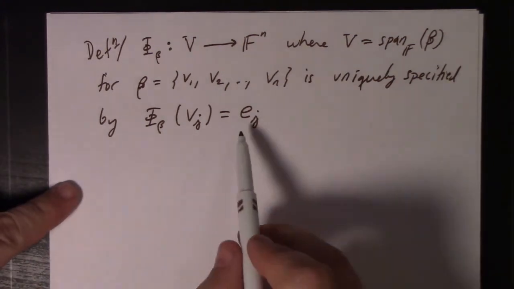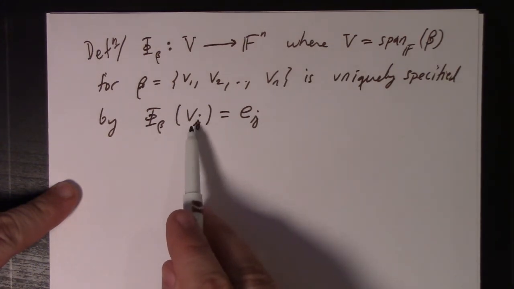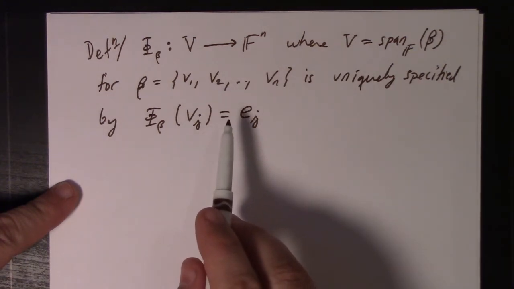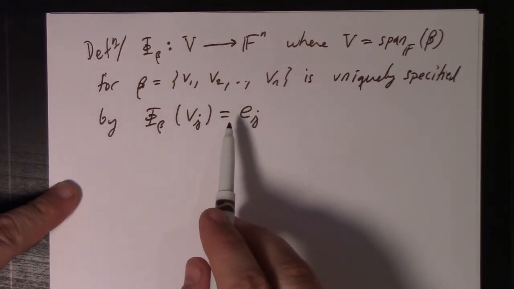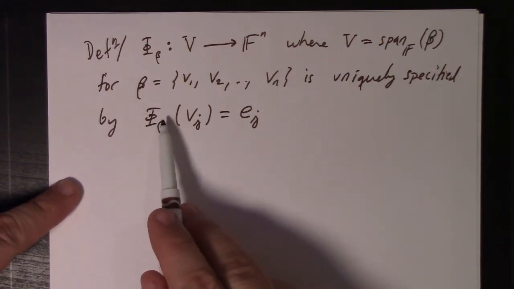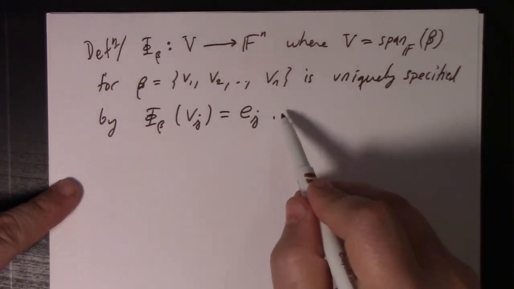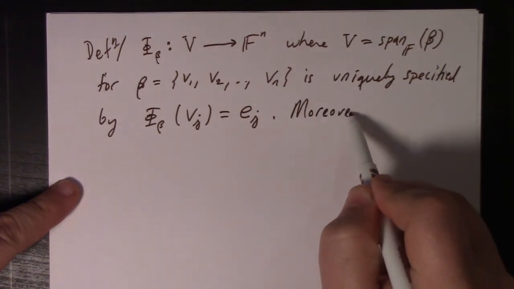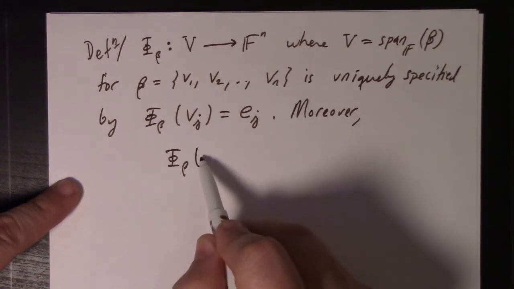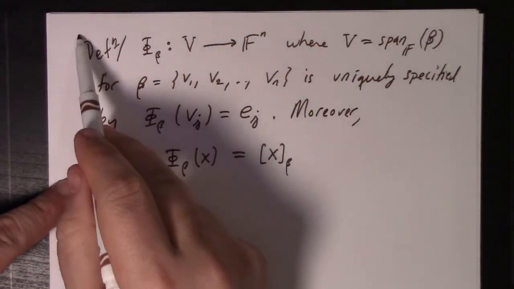My bad. But the point is, if you say that this phi beta map maps the jth abstract basis vector to the jth standard basis vector, then by the unique linear extension theorem that I just mentioned and sketched part of the proof of, that will uniquely define a linear map phi beta on all of the vector space. And moreover, it's something we've already talked about. In fact, phi beta of, say, a vector x is nothing more than the coordinate vector of x with respect to beta. Okay, so this is the coordinate map.